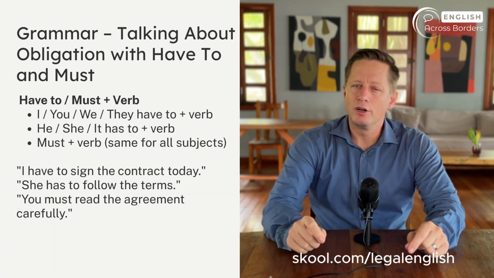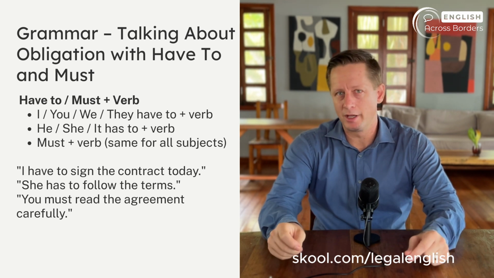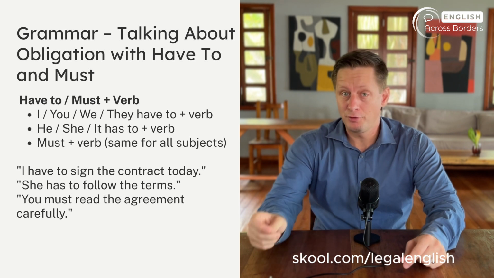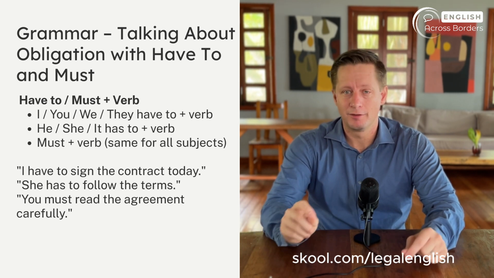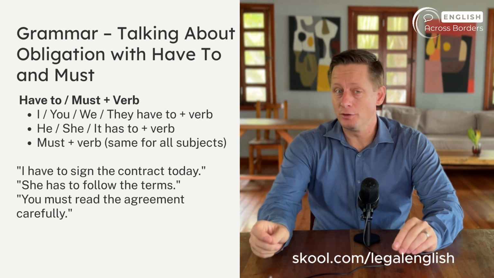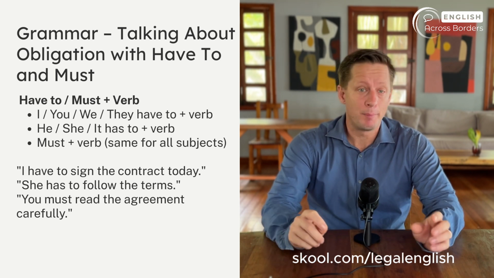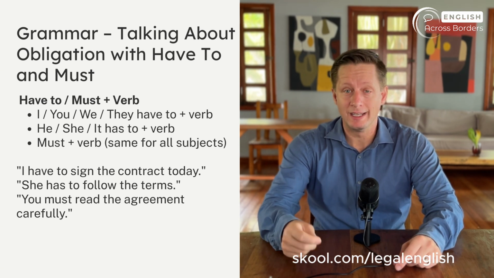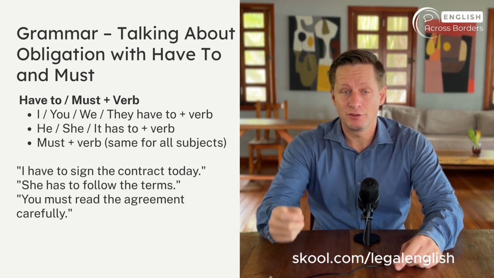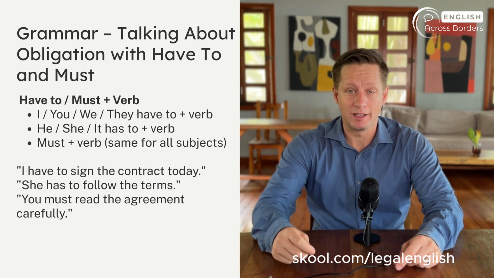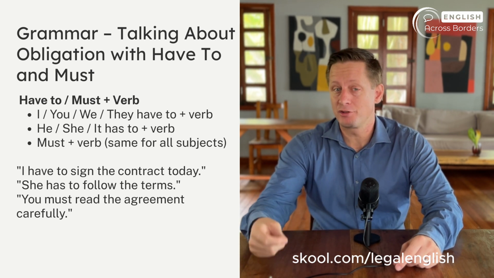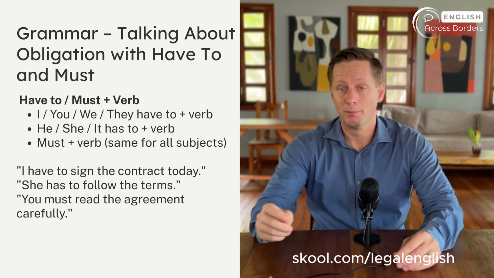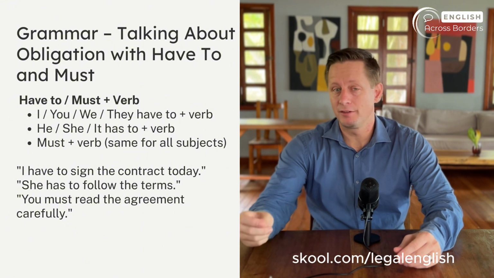Now, let's learn how to talk about obligations, what someone needs to do. We use have to and must for this. For have to, the structure changes depending on the subject. For I, you, we, and they, we say have to plus the action. For example, I have to sign the contract today. For he, she, and it, we say has to plus the action. She has to follow the terms.